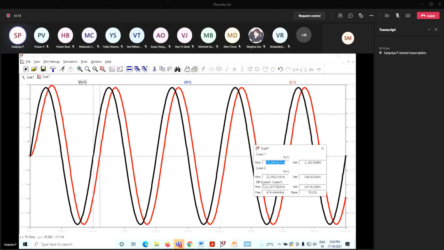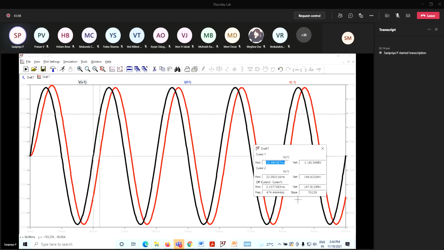And then the difference, cursor 2 minus cursor 1. What is this? The time difference between the voltage and current. I could measure the time difference between the voltage and current at the zero crossing point. That is, when the voltage crosses 0, find the time. Also find the time when the current crosses 0. The time difference between these two that I'm getting here is 2.1077 milliseconds.